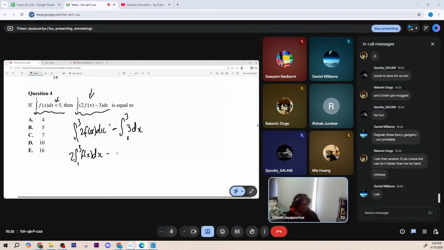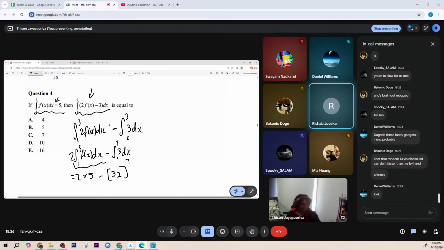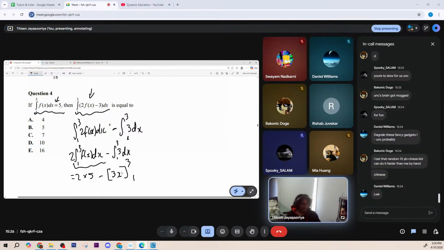Take the integral from 1 to 3 of 3 dx, yeah? We know this integral is equal to 5. So we just get 2 times 5. And what's the integral of 3? 3x. So we get 3x from 1 to 3, yeah?